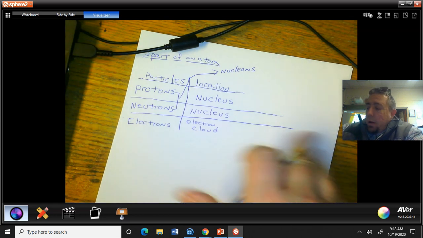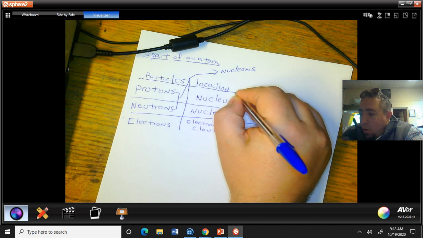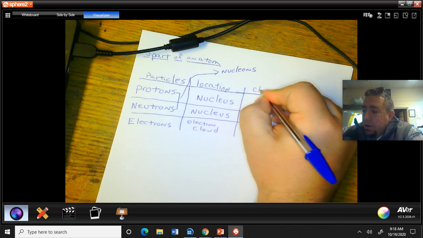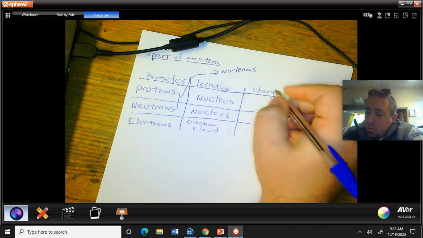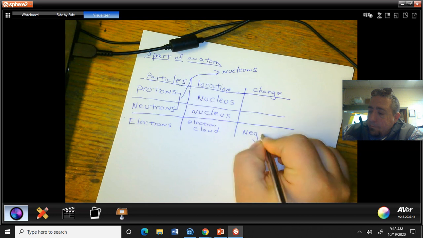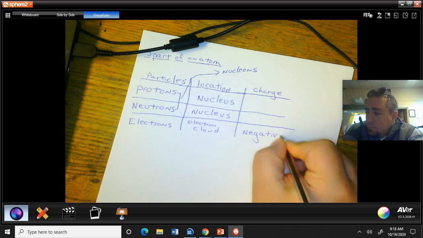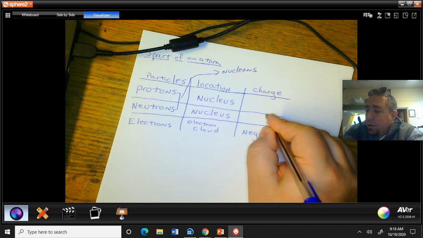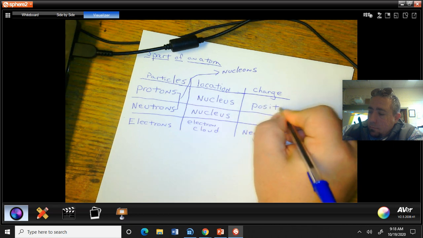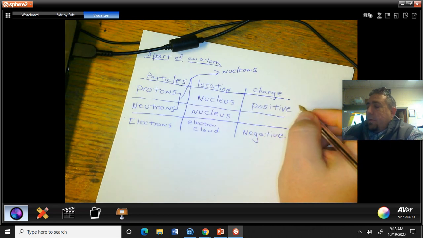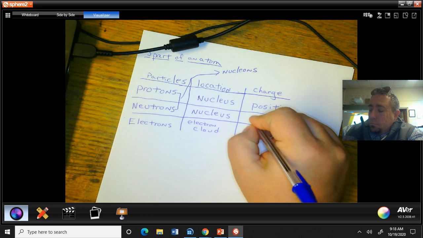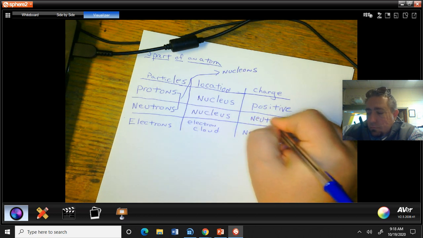Okay. And then you also need to be able to tell me what is the charge on each of these. Electrons are negative. That is correct. What about protons? Positive. And neutrons? Neutral. Correct.